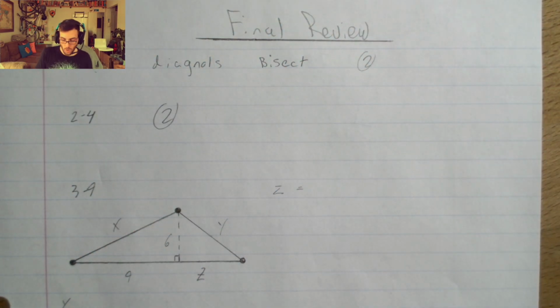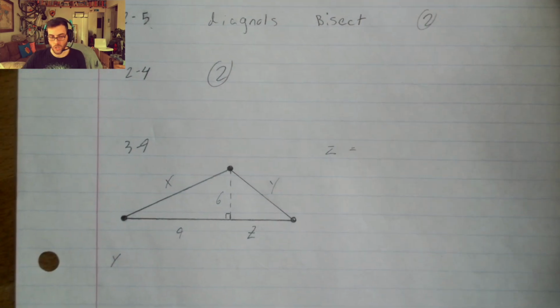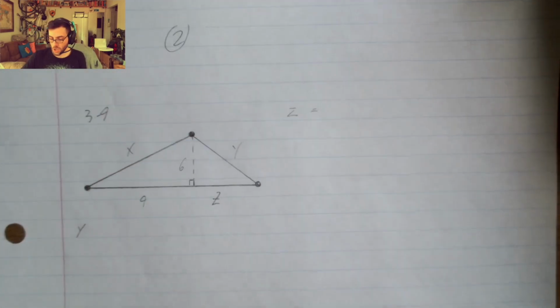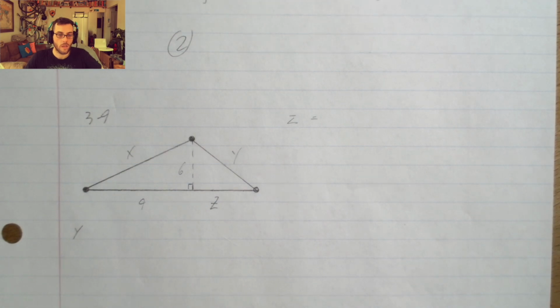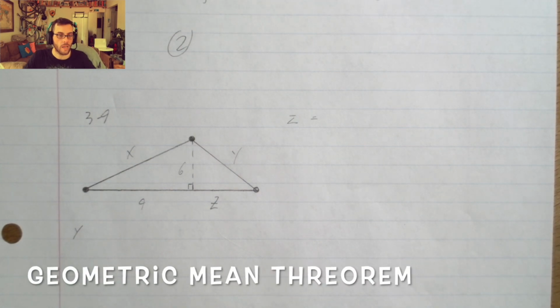But let's continue to go through some of the questions here. What we're going to do is take a look at page 3, question number 9. Along the bottom here on this page, we're talking about our geometric mean theorem.